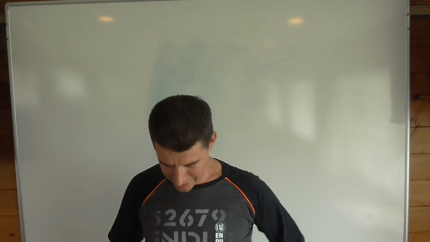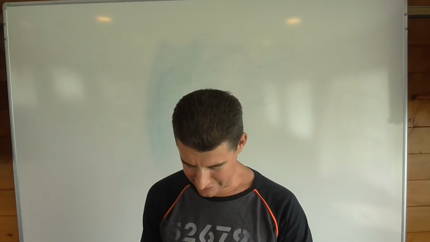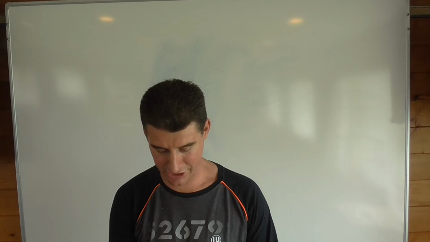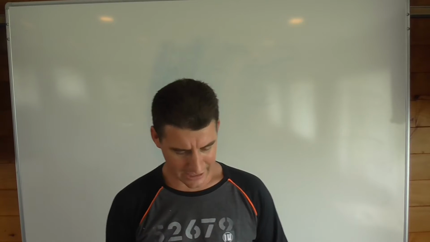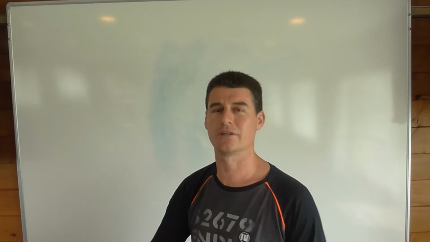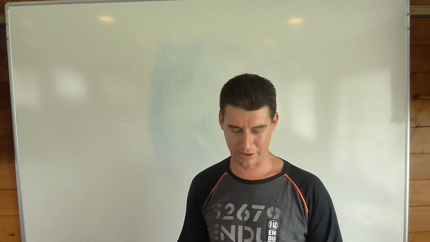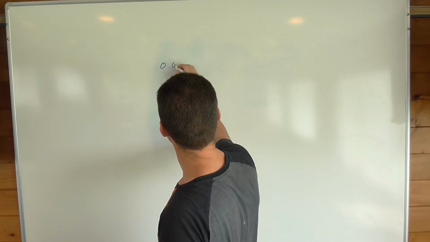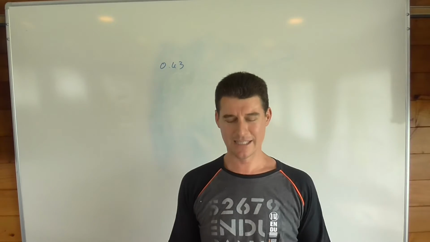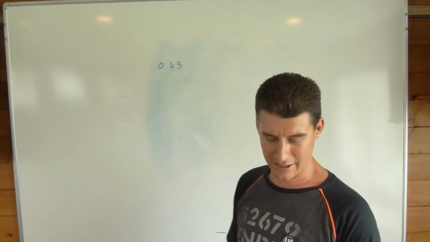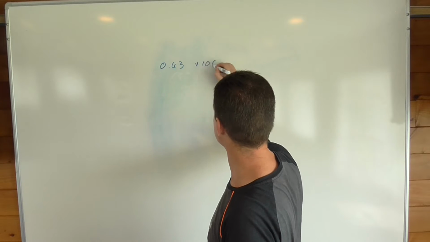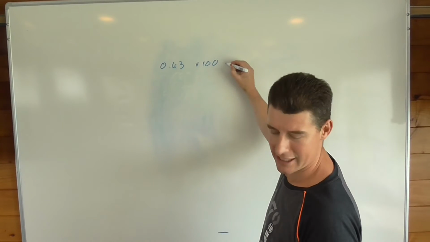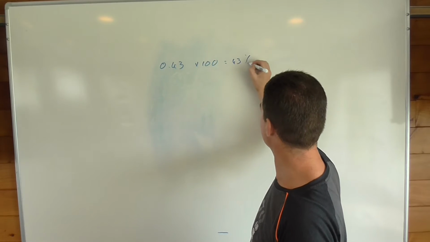Okay, so let's look at learning example 7a. It says converting a decimal or fraction to a percentage. So let's see what happens to a decimal. To convert a decimal to a percentage is very easy. Let's say you've got 0.43. You just multiply it by 100. As simple as that. So 0.43 multiplied by 100 gives you 43%.